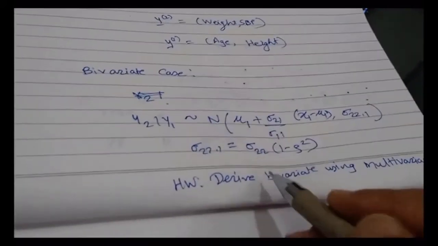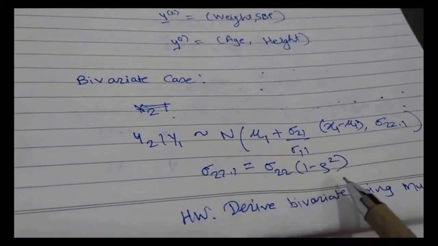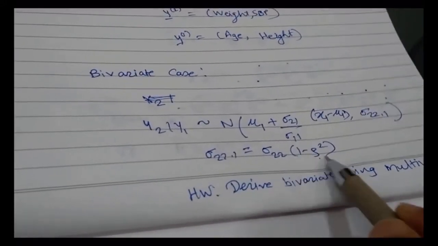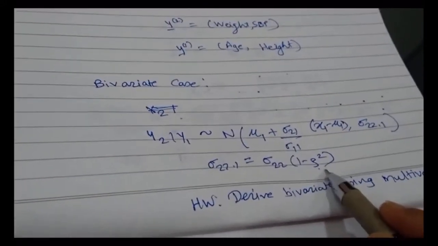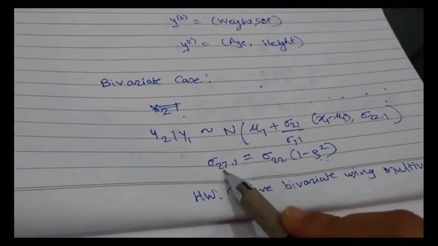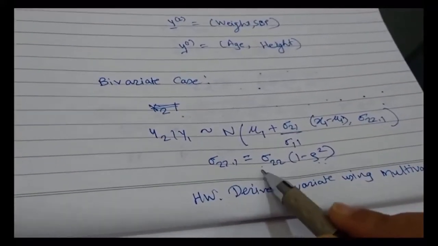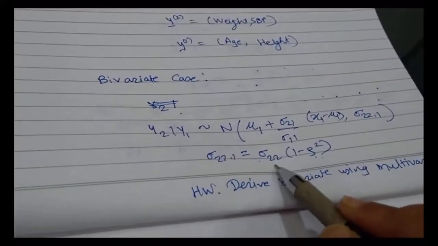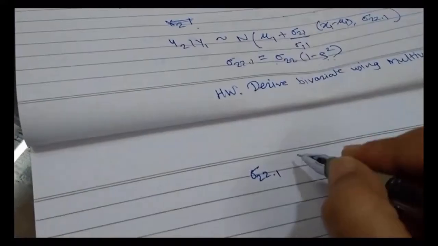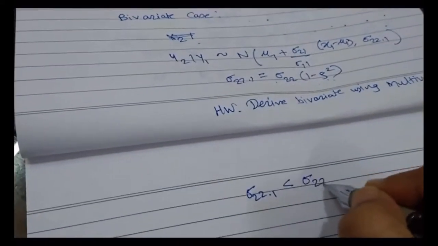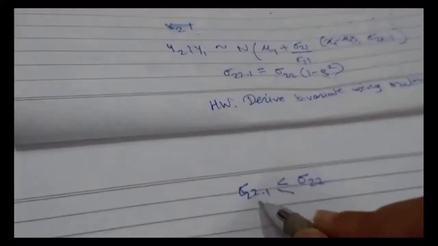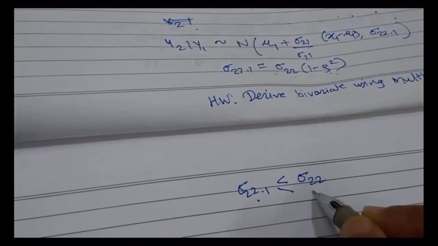Another thing I want to tell you is, see sigma 22 into 1 minus rho square. Rho is always between -1 and +1, so this factor is always between 0 and 1, because rho square will be between 0 and 1, so the difference will be between 0 and 1. So sigma 22.1 is always going to be smaller than sigma 22, because you are multiplying sigma 22 by a number between 0 and 1. It would be equal only if rho is 0. What does this mean? This means that the conditional variance is always less than the marginal variance.